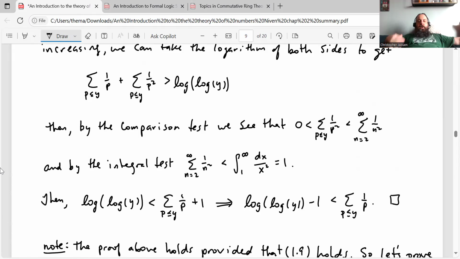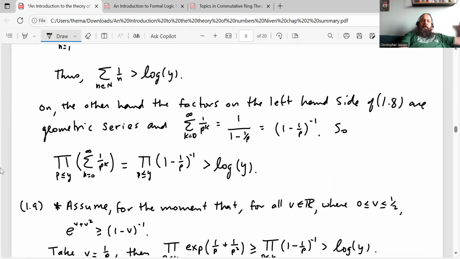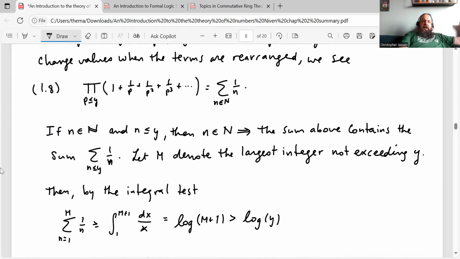That's a convergent p series, which you can see converges by the integral test. The sum of 1 over n squared from n equals 2 to infinity is less than the improper integral from 1 to infinity of dx over x squared, and if you do that integral, you'll see that you get 1. Then log of y is less than the sum over p less than or equal to y of 1 over p, plus 1, which implies that log of y minus 1 is less than the sum, and that shows the theorem. Okay, so like I said, kind of an involved proof, but hopefully all the pieces here make sense.